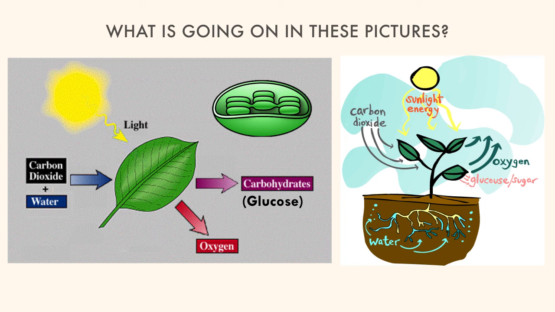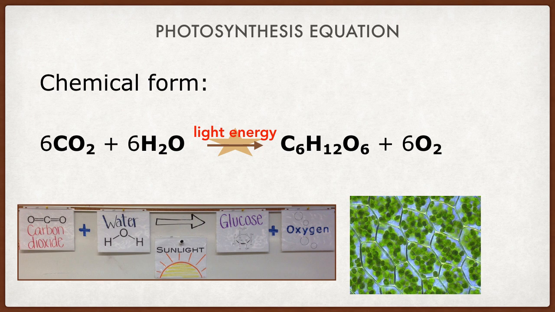Okay, so hopefully you said something like, these images are showing photosynthesis. Photosynthesis is the process where plants take in carbon dioxide, take in water, and in the presence of sunlight, produce glucose and oxygen. So moving on from here, not only can you describe photosynthesis with words, but you can also use a chemical formula to explain it.